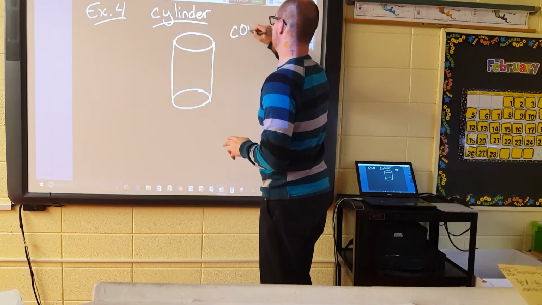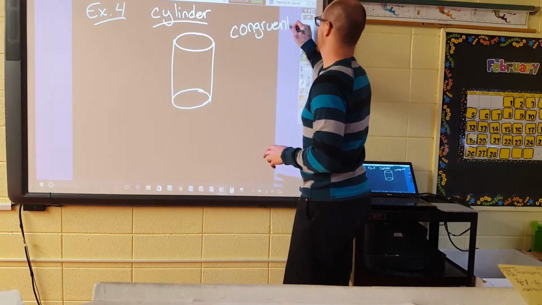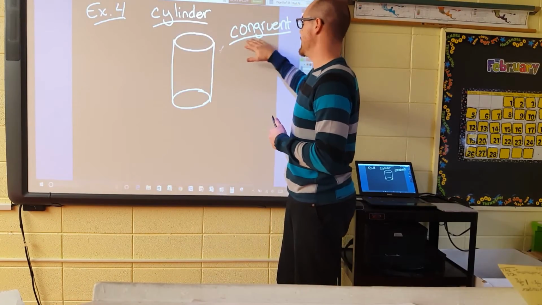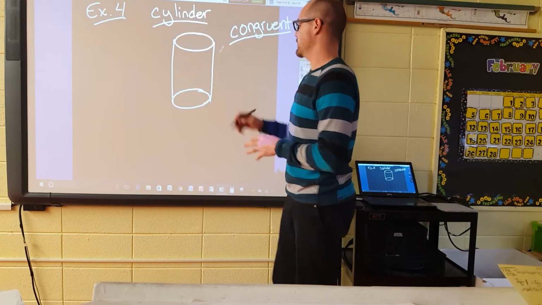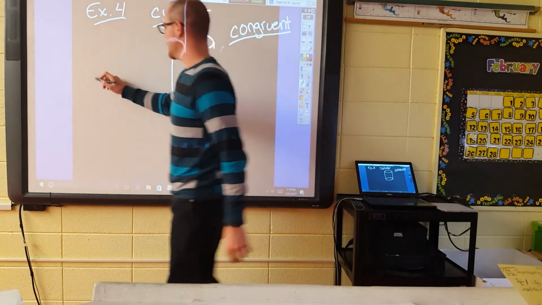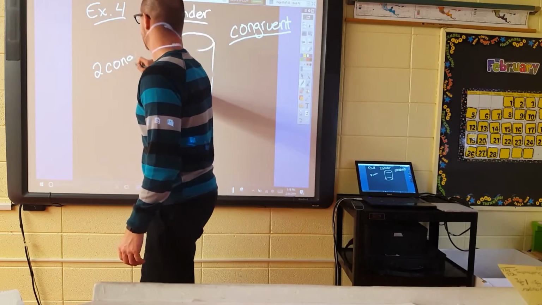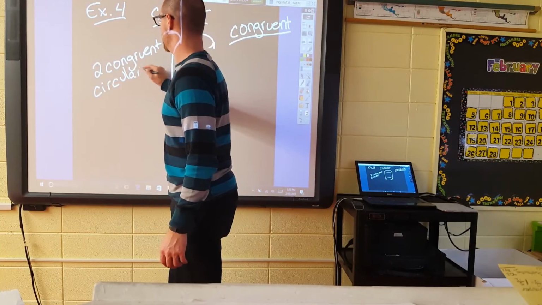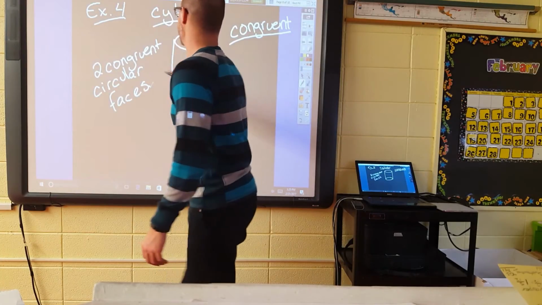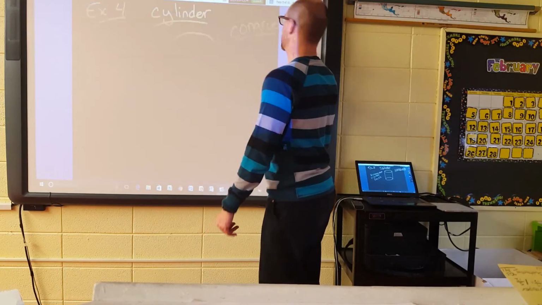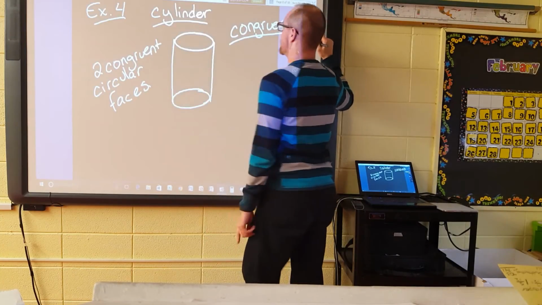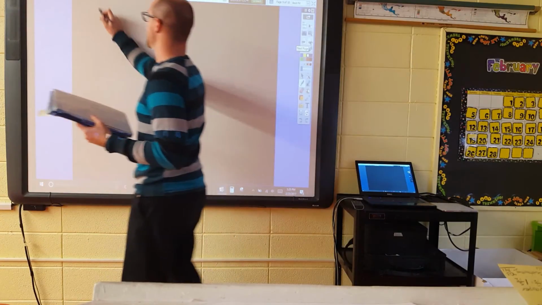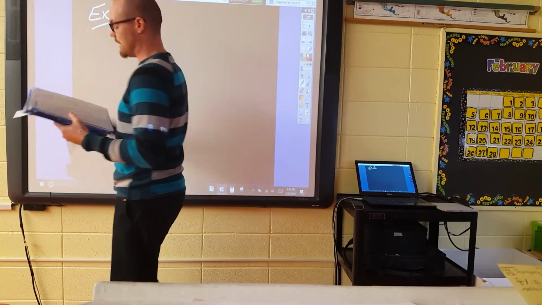Example 4 also asks us the question, identify its congruent parts. Remember the term congruent? It just means exact same size and shape. And because of that, we know that we have a congruent circular base and top. So it has 2 congruent circular bases. Okay, and this is your answer for example 4. As mentioned earlier, I want to do one more practice problem. Let's write down this for our answer on example number 5.